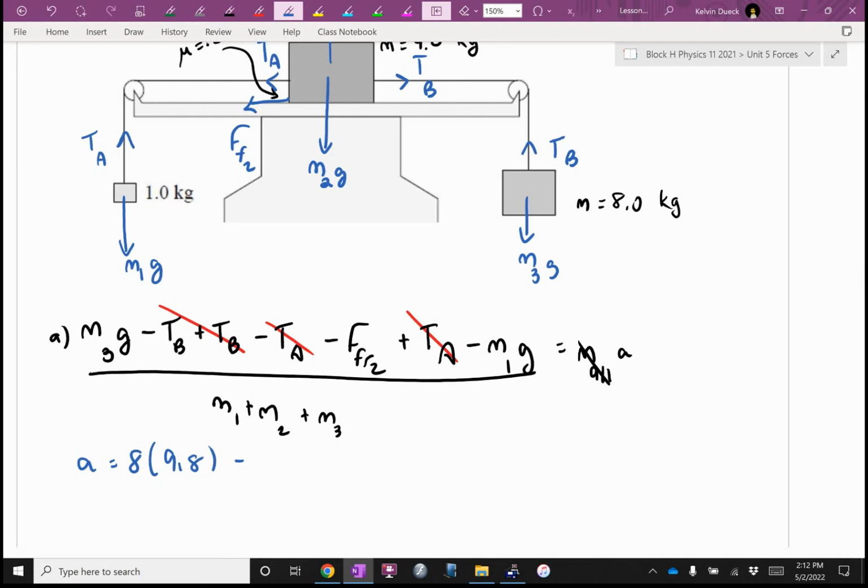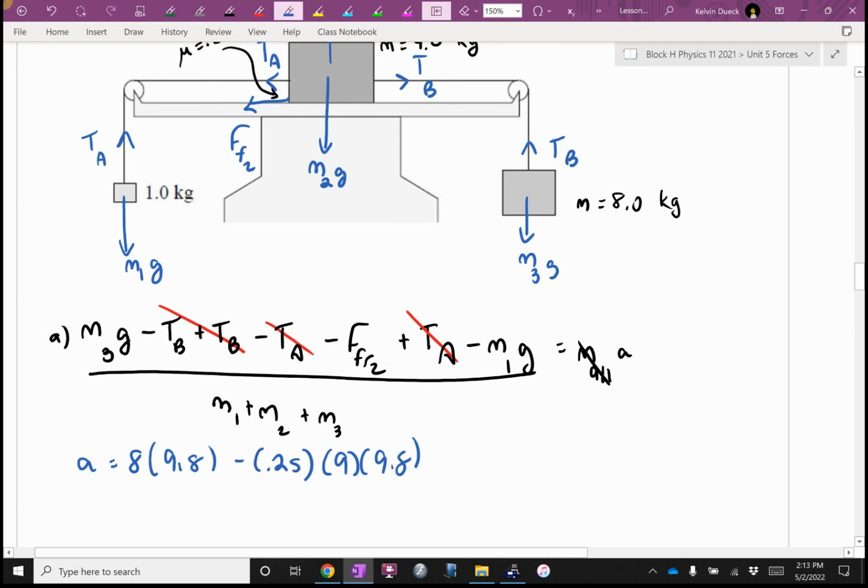Good. Jada, what's mu? I don't know. What's mu with you? Yeah, sorry. 0.25. Are you going to use that joke every time? Probably. Times the normal, I don't know the normal force. Oh, but look, it's going to be M2. How big is M2? 9. Yeah. Times 9.8. Okay, and I'm going.